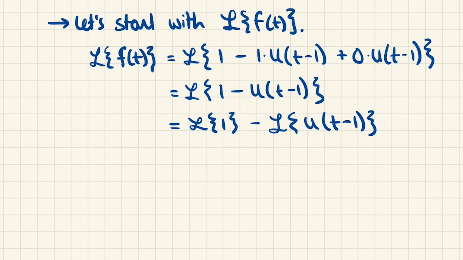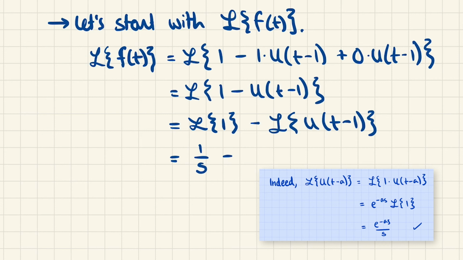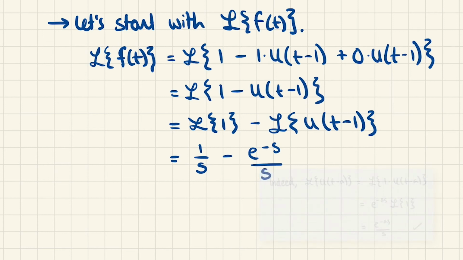And we actually know very quickly how to do each of those parts. Laplace transform of 1 is 1 over s, and the Laplace transform of the unit step function is e to the negative, in this case, 1s, so e to the negative s, all over s. So this is the Laplace transform of the right-hand side of our differential equation. So now let's just take the Laplace transform of each component of the diff EQ.